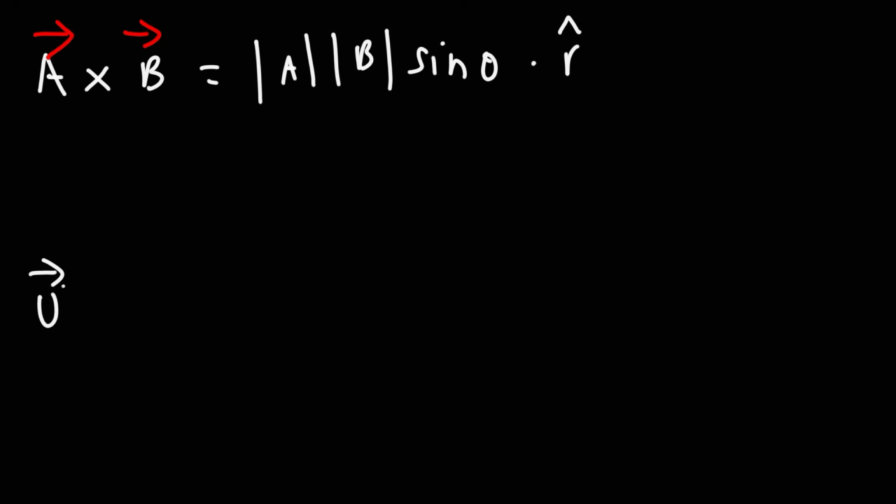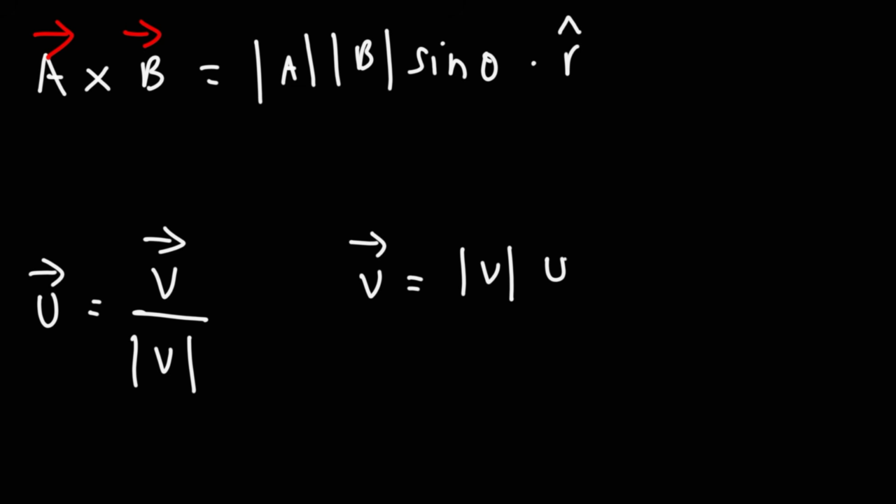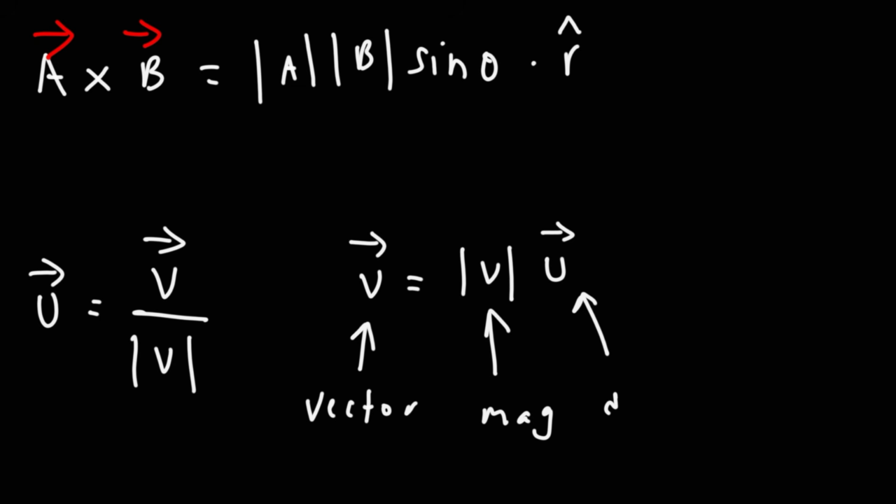So recall that a unit vector is basically any vector divided by its magnitude. If we multiply both sides by the magnitude of v, we get that vector v is equal to the magnitude of v times the corresponding unit vector. So any vector is basically the product of the magnitude times the direction. And that's the purpose of the unit vector. The unit vector will give the vector v its direction.